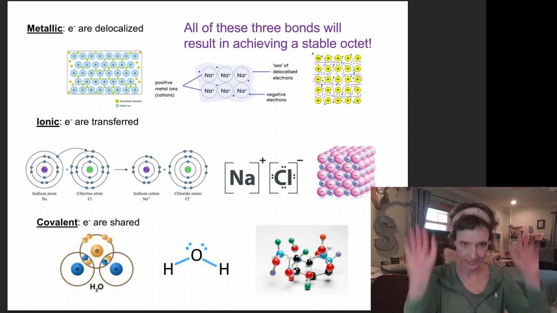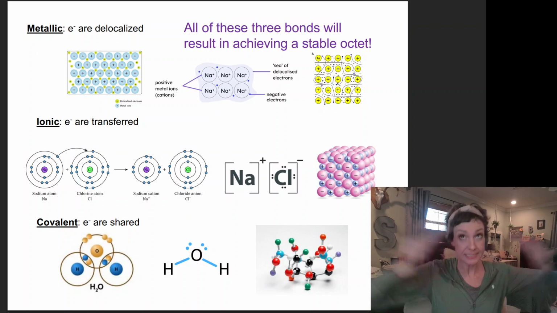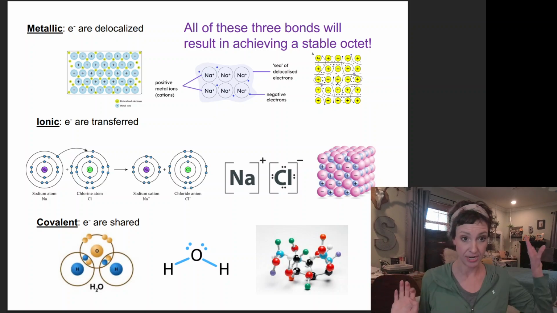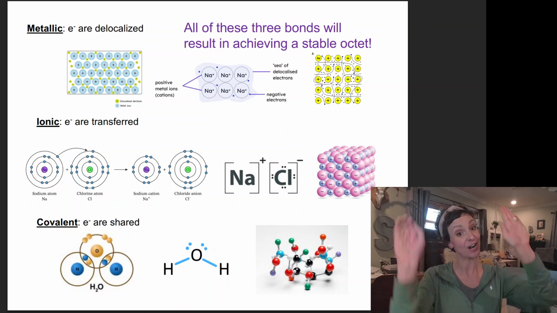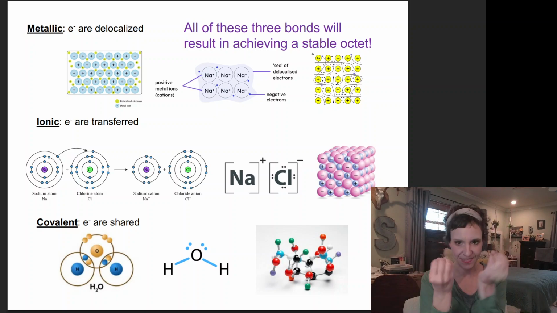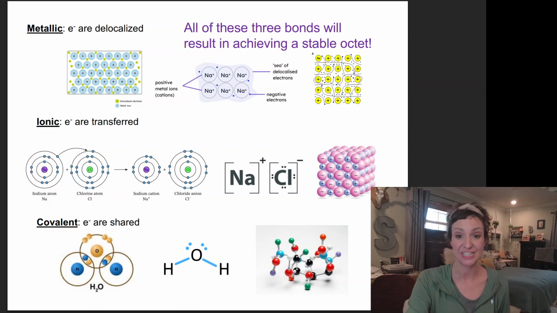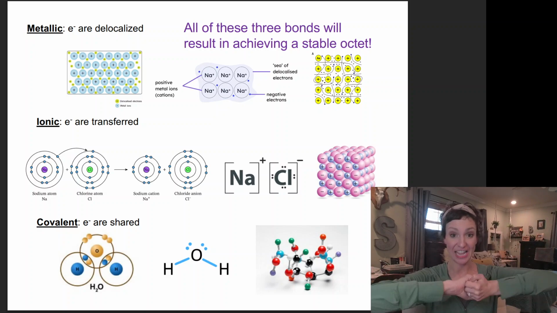Okay, so recapping, metallic bonds are made from metals where electrons are delocalized in the sea of electrons. Ionic bonds are made from a metal and a nonmetal where electrons are transferred from the metal to the nonmetal to create that cation and that anion in this wonderful crystal lattice structure. And then finally, my covalents are from my nonmetals where they hold hands and share their electrons.